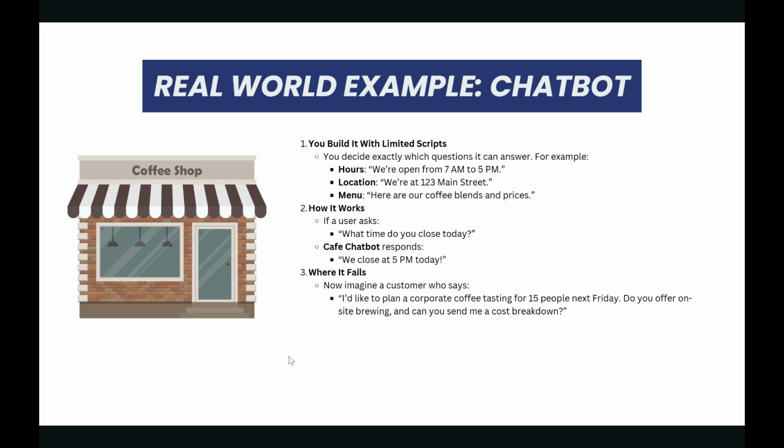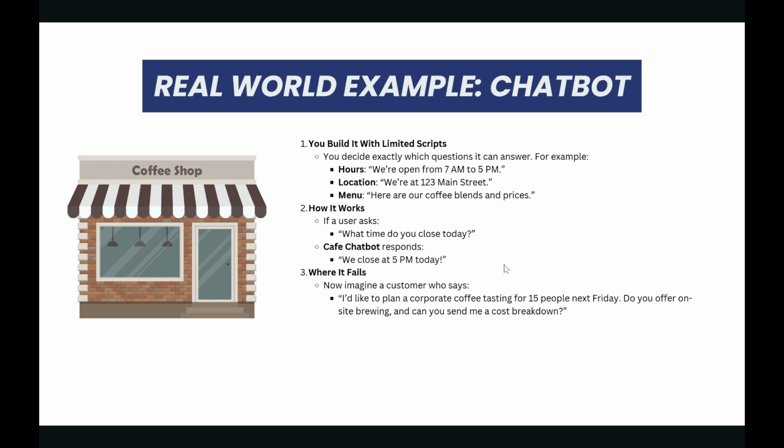I know, original. So for this example, let's say that the coffee shop uses a chatbot on its website to respond to customers. With a chatbot, you build it with limited scripts. You decide exactly which questions it can answer. For example, the coffee shop's hours, location, and menu. So how this works is if the user asks, "What time do you close today?" the cafe chatbot responds, "We close at 5 p.m. today," which is based off of a script that we built.